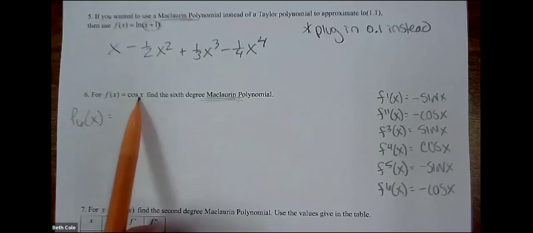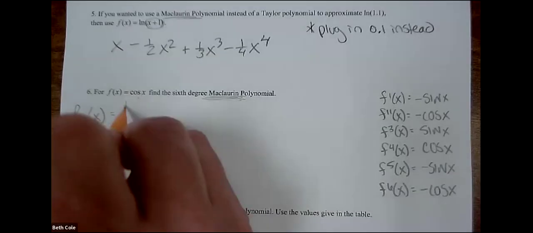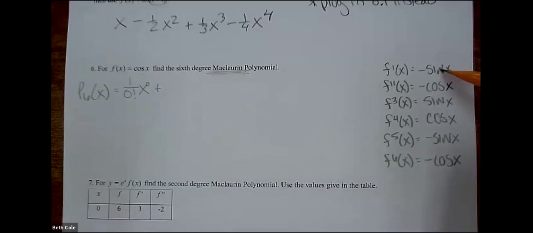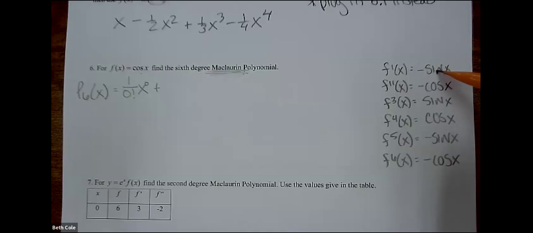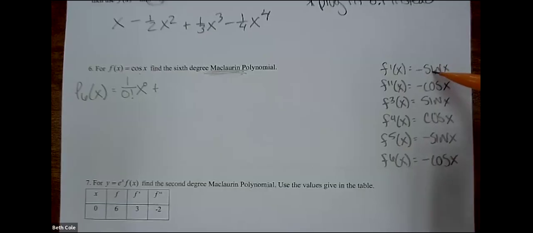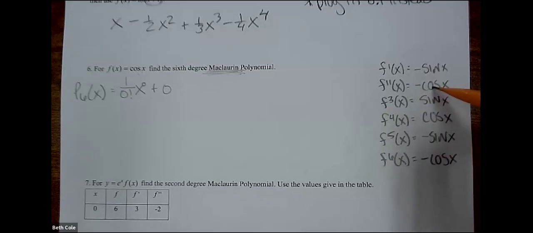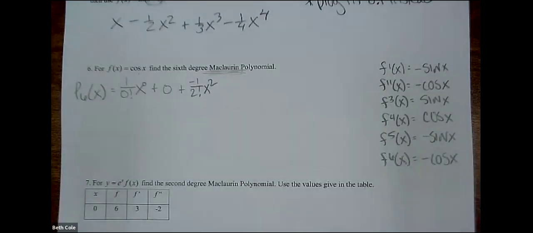Cosine of 0 isn't 0. Cosine of 0 is 1, so it is 1 over 0 factorial x to the nothing. Plus, now we're going to do our first derivative at 0. However, what is sine of 0? Sine of 0 is 0, so that's going to literally just be nothing. I'm going to skip it. We're on to the second derivative at 0. Cosine of 0 is 1, but this is actually going to be negative 1. So negative 1 over 2 factorial x to the second.